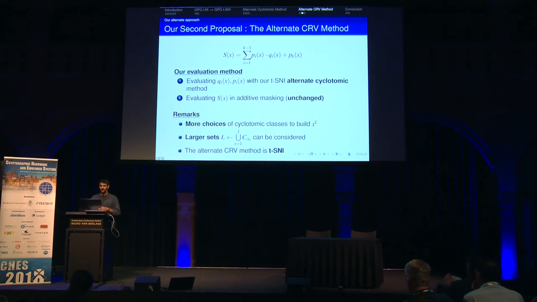Now, since we use our alternate cyclotomic method for the first step, we have more choice of cyclotomic classes, and also we can consider larger sets for the evaluation of the P_i and the Q_i. And by doing so, we were able to derive new parameters which improve even more the performance of our solution. We also have proved that the alternate CRV method is TSNI.